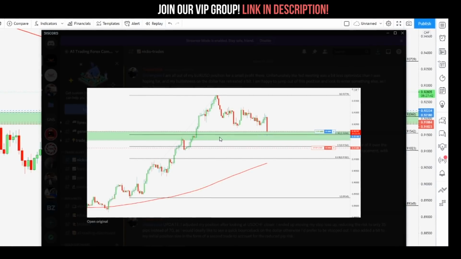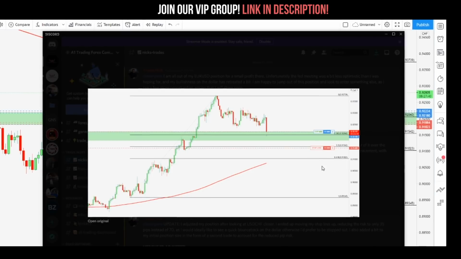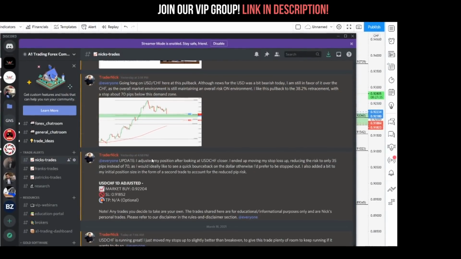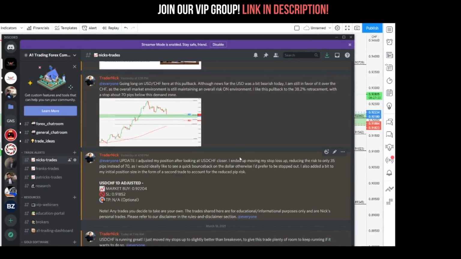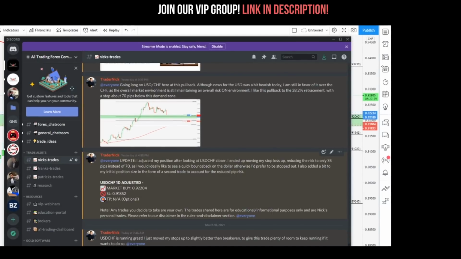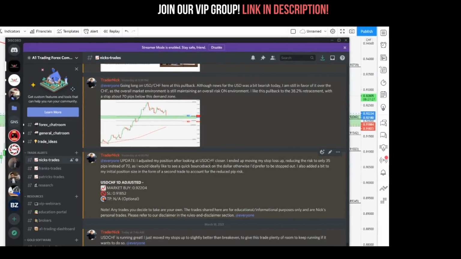So I ended up buying here at the pullback. I jumped into this trade initially with a stop loss of 70 pips, as I mentioned. But then I did something weird, and I don't usually do this. About an hour later or so, I adjusted my position after looking at dollar Swiss more closely.